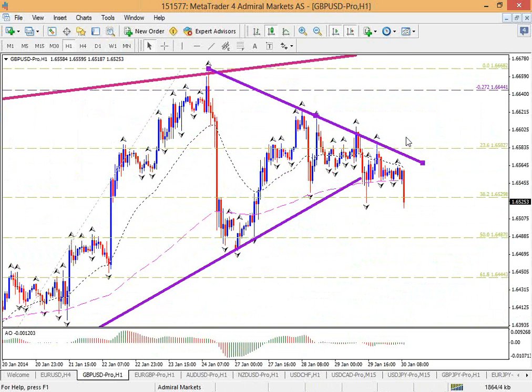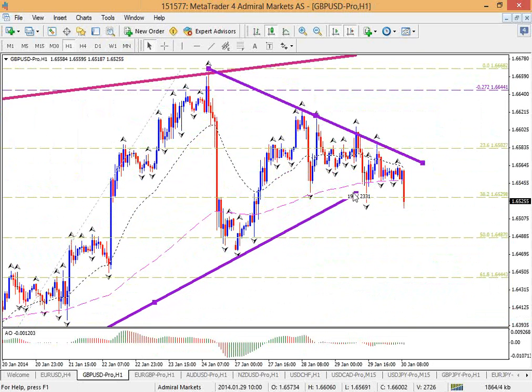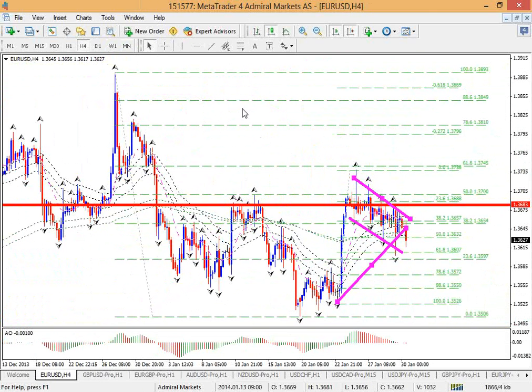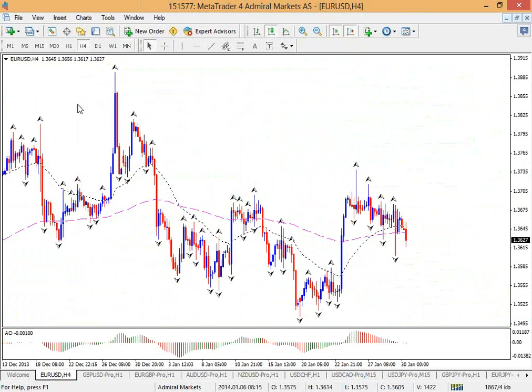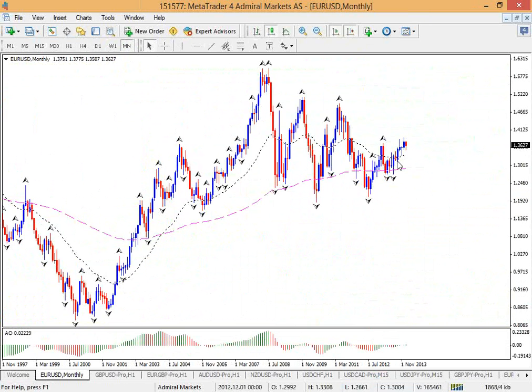Pound dollar. The monthly candle. Someone's asking about the monthly candle. Let's take a look. To see the monthly candle, I'll just take off the chart because otherwise it'll take too long to put the time frames in.